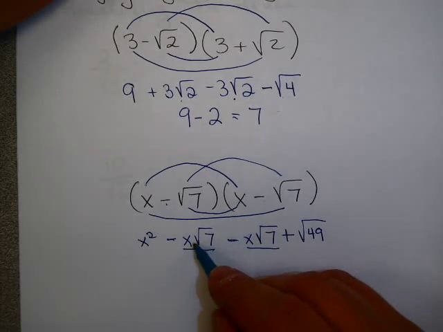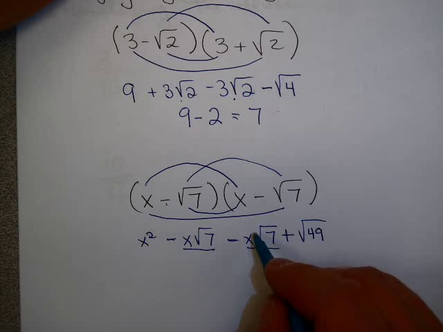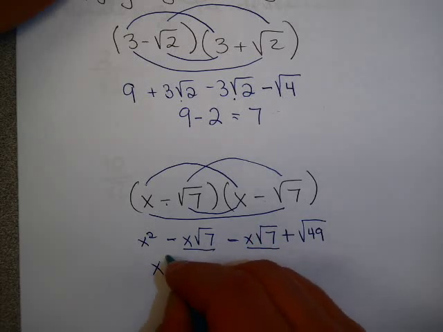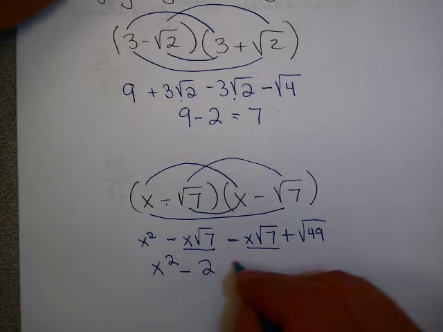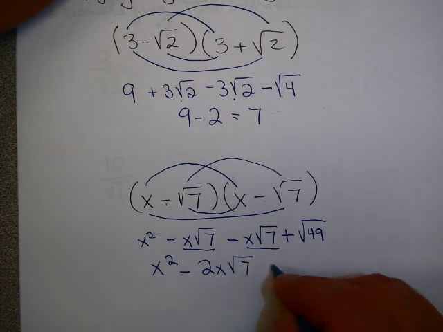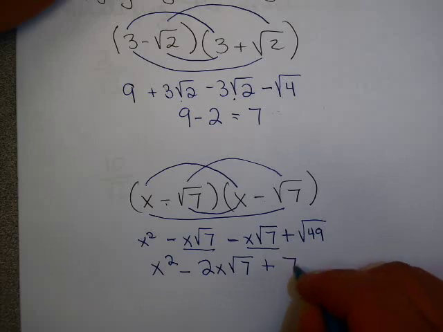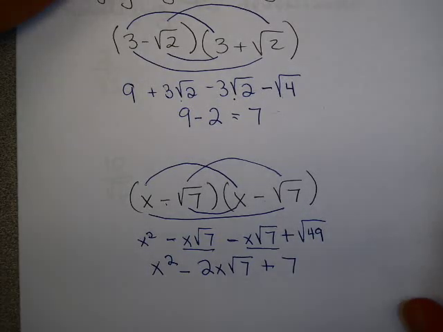Both have an x, and both have a power of 1. And in this case, because they're both square root of 7, I could say x squared minus 2x square root of 7 plus square root of 49, which is 7, and I am completely simplified.